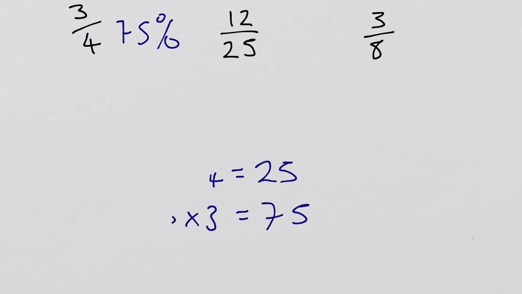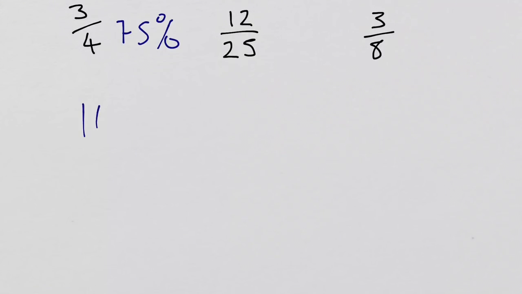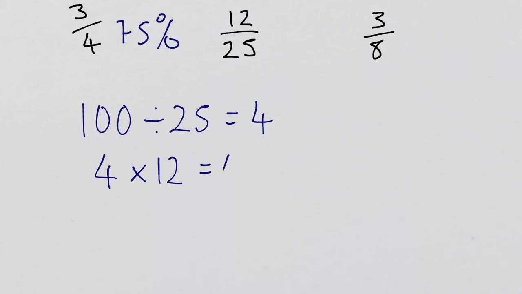The next one, 12 out of 25. So 100 divided by 25 is 4. There's 4 25s in 100. So 4 times 12 is 48. So it's 48%.